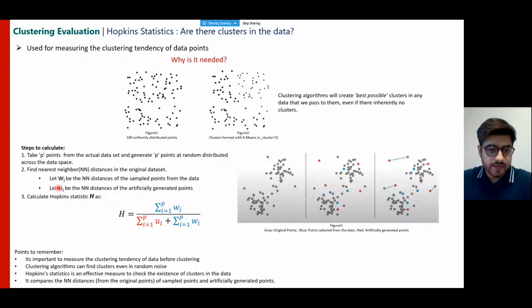We then calculate wi and ui respectively, which are the nearest neighbor distances of the sampled points that are selected from the original data and the artificially generated points. So what we do is we place these points that are selected and artificially generated in the original data space, and then we compute the nearest neighbor distances for those. To calculate the Hopkins statistic, we just sum up these values and use this formula to calculate it. I have color coded the wi summation and ui summation just so that it can be related to this image and you can remember it well. So all the neighbor distances of the actual points are on top of the fraction, and the randomly generated points have the nearest neighbor distances along with the original nearest neighbor distances in the bottom.